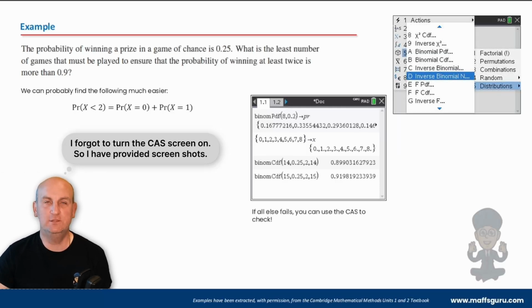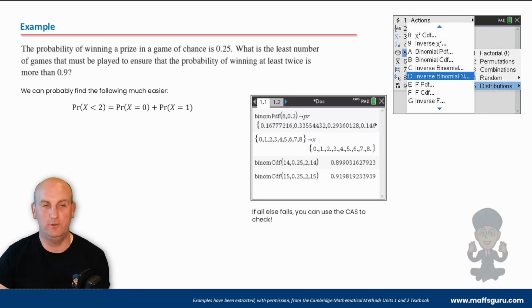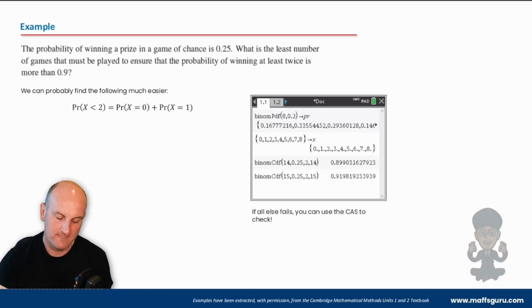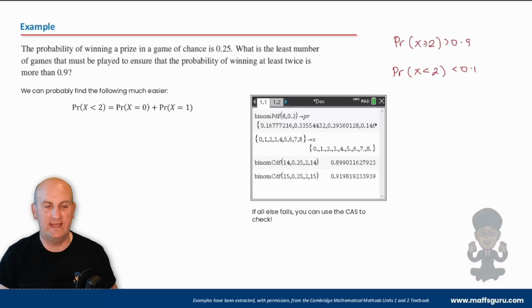Now, the reason it's doing that is it actually can work this out for you with nothing more than a simple screen here. Although the question was framed again as the probability that x is greater than 2 is greater than 0.9, you have to go, well, okay, the probability that x is less than 2 is less than 0.1. And so you actually put that information here.